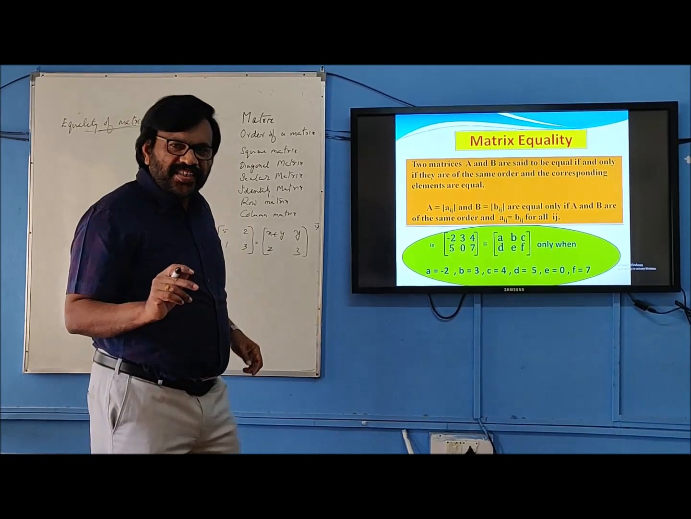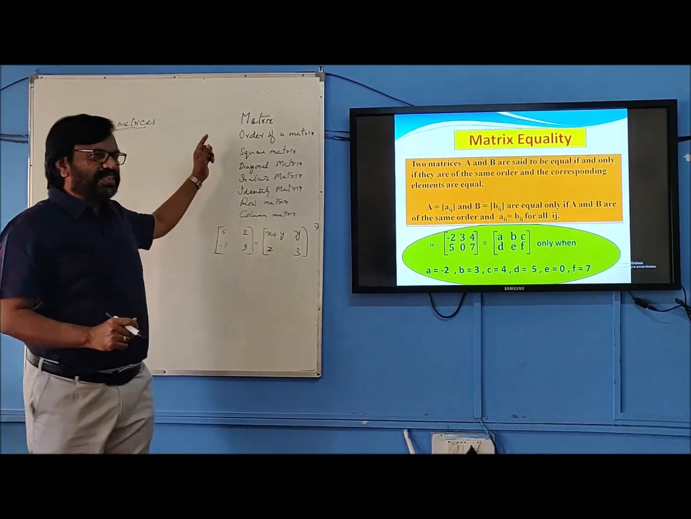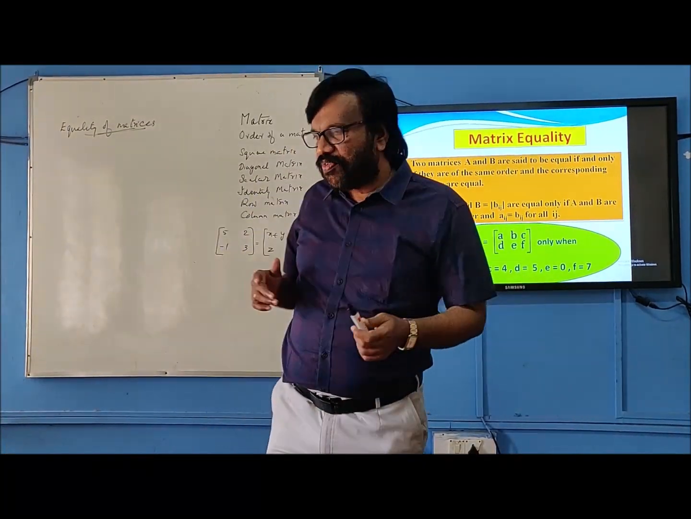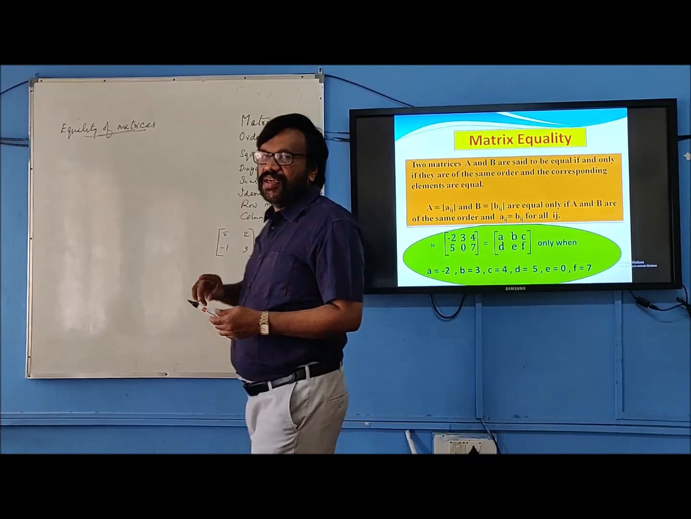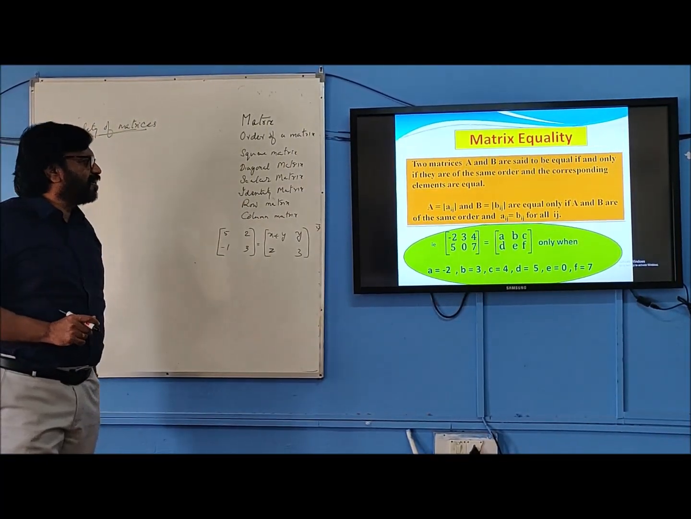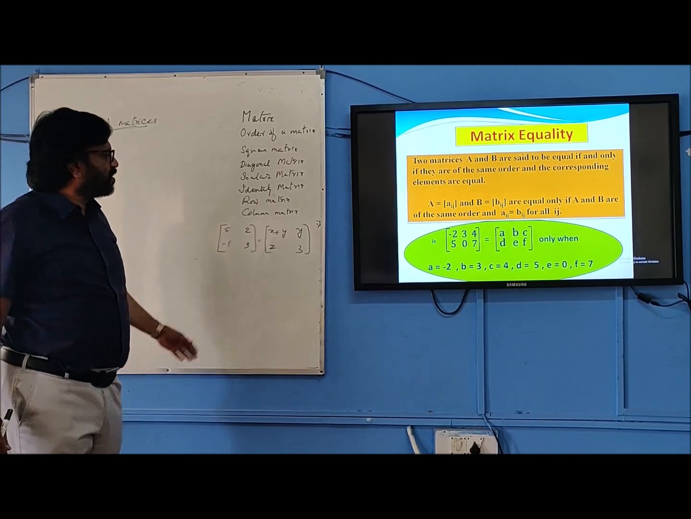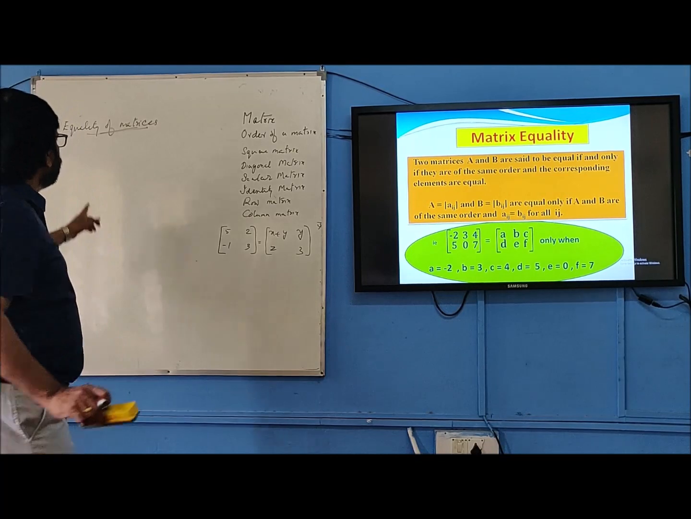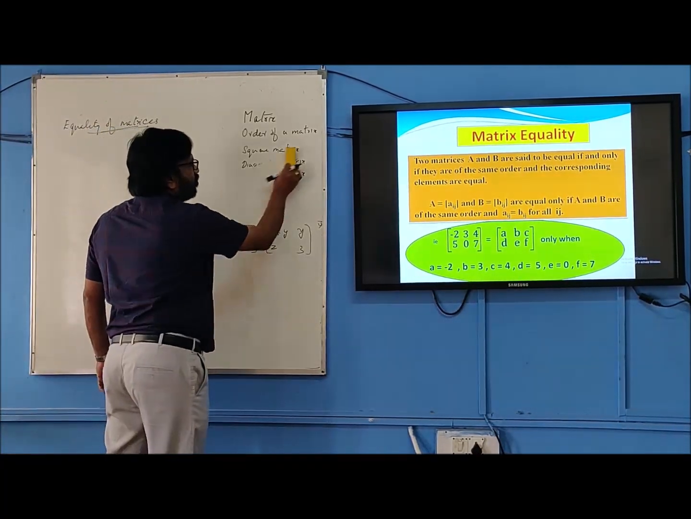Dear students, in the last class we have seen what is a matrix, what is the order of a matrix, different types of matrices like square matrix, diagonal matrix, scalar matrix, identity matrix, what is a row matrix, column matrix. Today we will start with the equality of matrices. When can two matrices be equal?